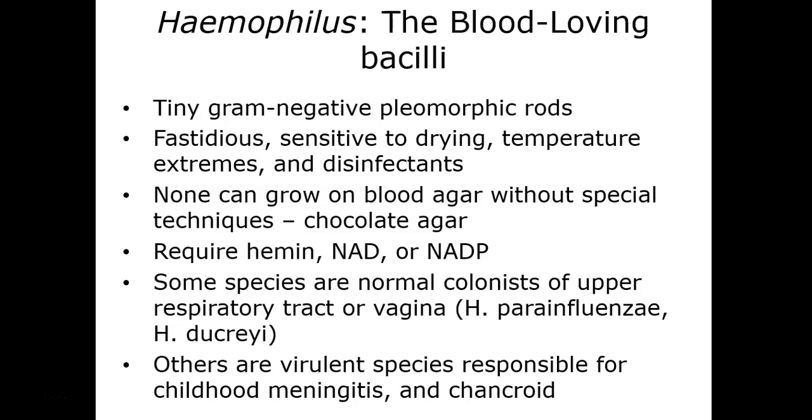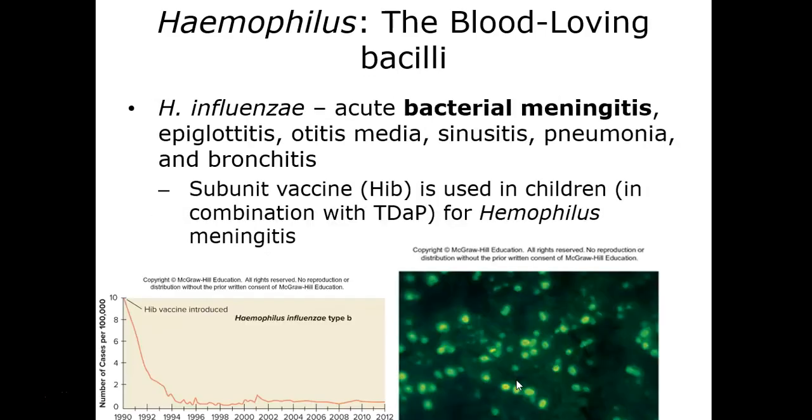Many of the species are normal colonists of our upper respiratory tract or vagina. Things like Haemophilus parainfluenzae or Haemophilus ducreyi. And we will talk about Haemophilus ducreyi. This is responsible for a disease known as chancroid. So the Haemophilus are often termed the blood-loving bacilli. These are the ones that require those components from the red blood cells.